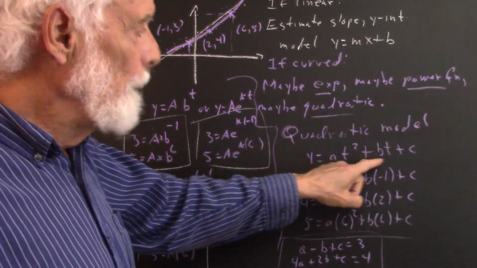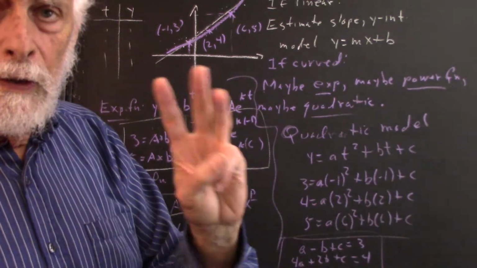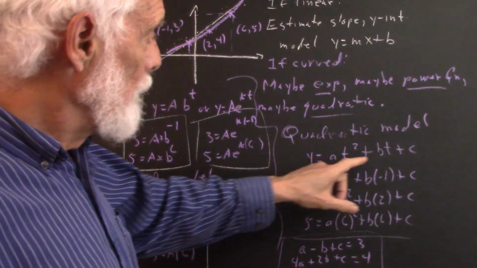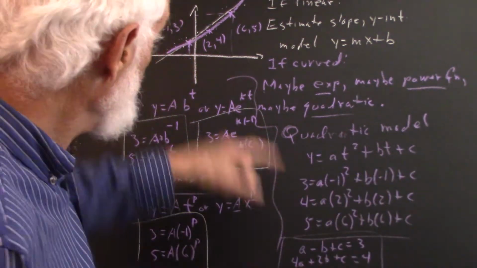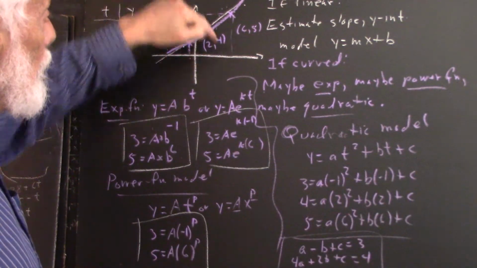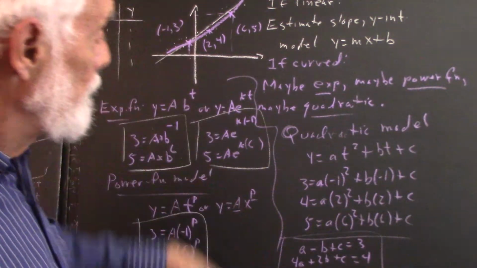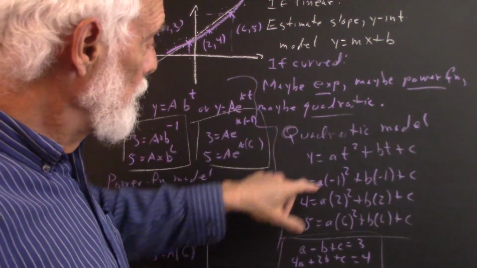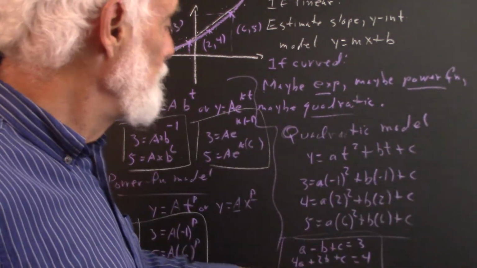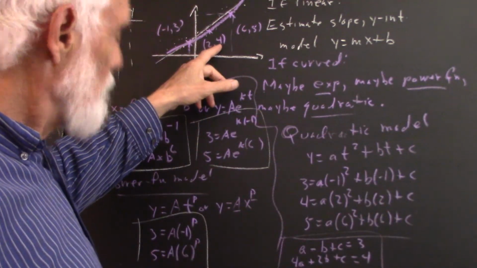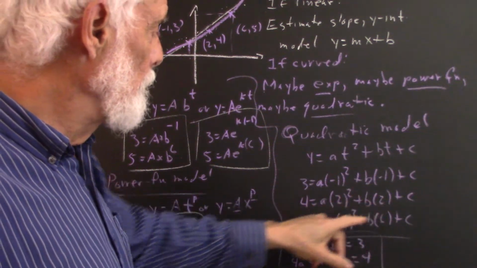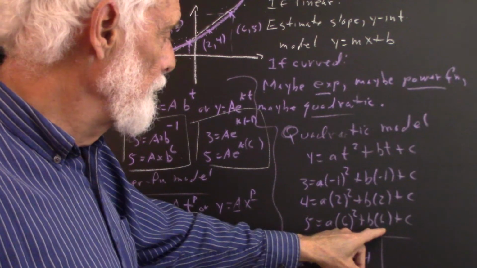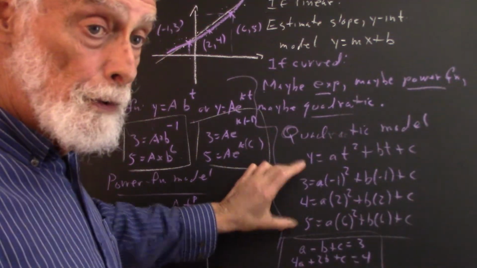Because you have an a, a b, and a c, you know that you need 3 simultaneous equations to solve for 3 parameters. Okay, got to solve for A, B, and C. So we get a third point here. We plug in -1 for t, 3 for y. We get this equation. 2 for t and 4 for y. 6 for t, 5 for y. Gives us 3 equations.